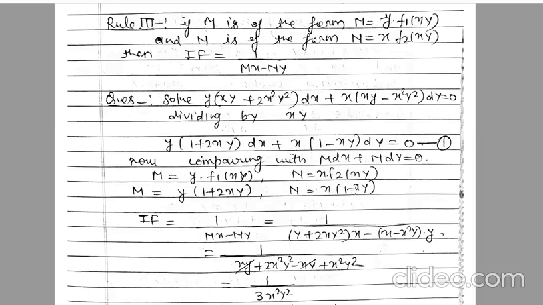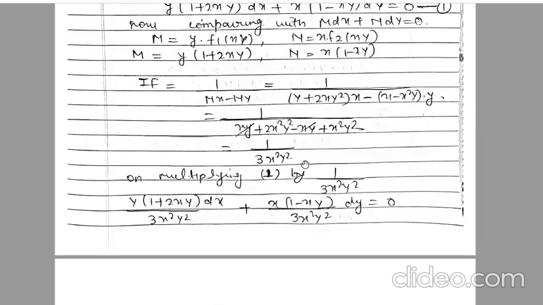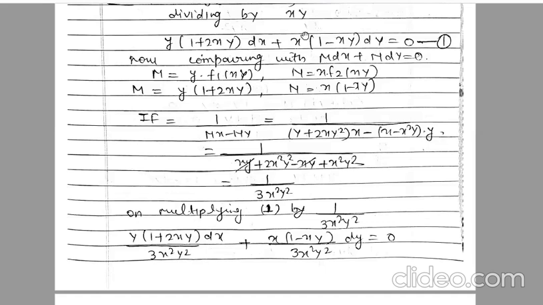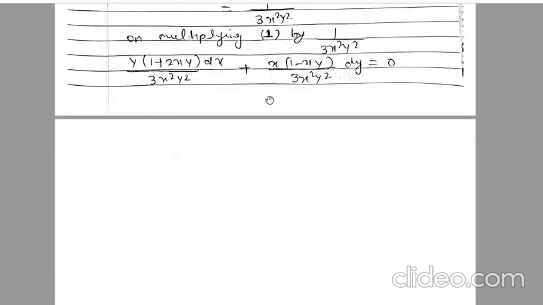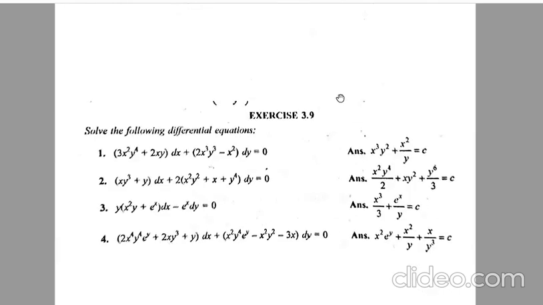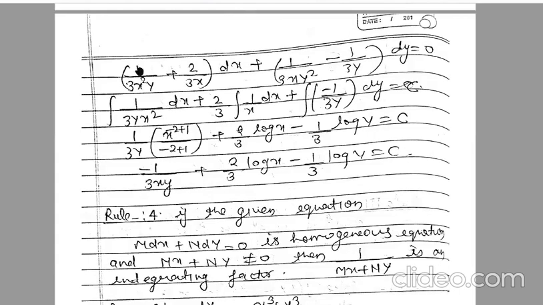Now calculate the integrating factor 1 upon mx minus ny. So the integrating factor is 1 upon 3x square y square. On multiplying this equation by 1 upon 3x square y square, just multiply the equation by your integrating factor. So that equation is your exact differential equation. You can see this equation is your exact differential equation, right? Now you are getting 1 upon 3x square y plus 2 upon 3x dx plus this, equal to 0.